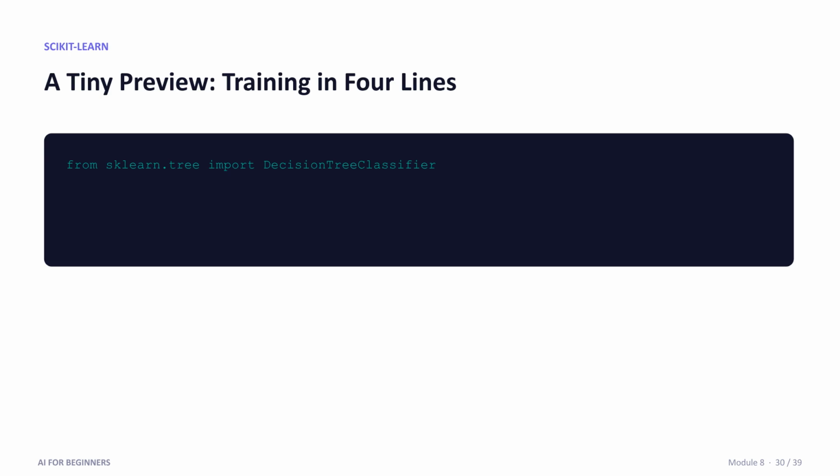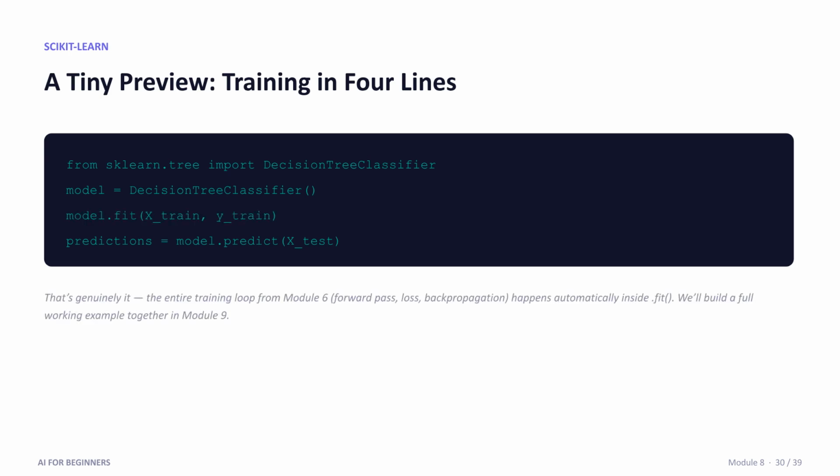In just 4 lines of code, you can define a decision tree, train it, and make predictions. The complex processes of training happen behind the scenes within fit. We will build a complete, real-world example in the next module.